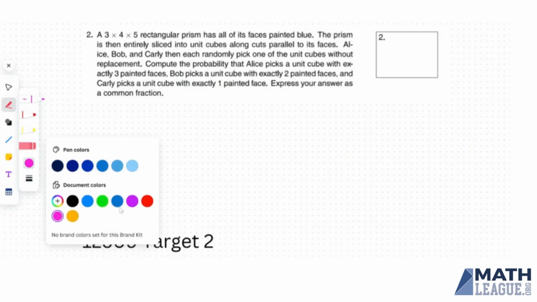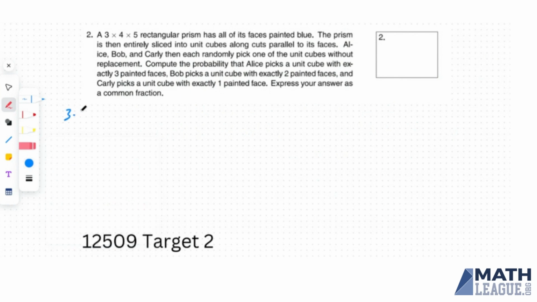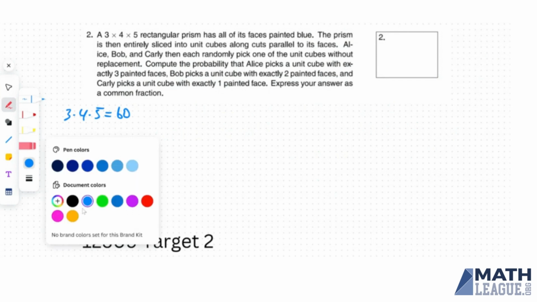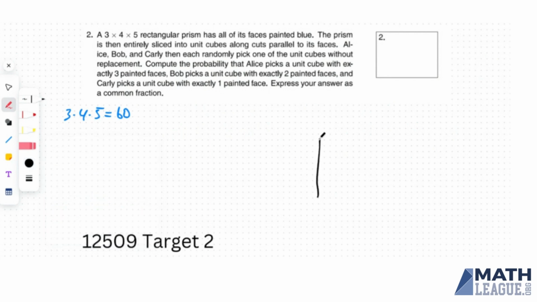So we know that we have a total of 3 times 4 times 5, which is 60 unit cubes. All right, that's not too bad. Now, let's go ahead and actually draw the prism to see what we're dealing with here. And fair warning, I am not good at art, so this may not be great.